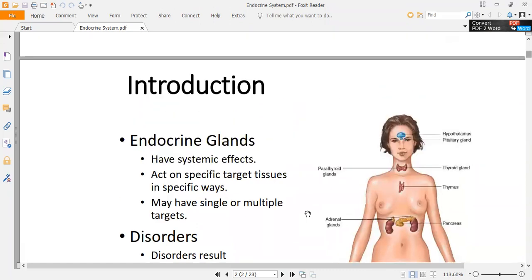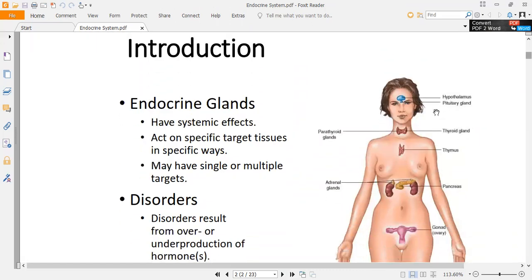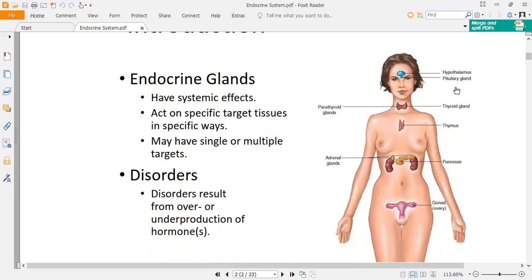What you're seeing on this slide shows the structure, the glands that we're going to talk about under the endocrine system. Here is the hypothalamus, which also contains what we call the pituitary gland. As I said, this is just an overview. The pituitary gland has two parts, the anterior pituitary and the posterior pituitary. These secrete different types of hormones. You can mention one hormone produced by the anterior pituitary and another produced by the posterior pituitary.